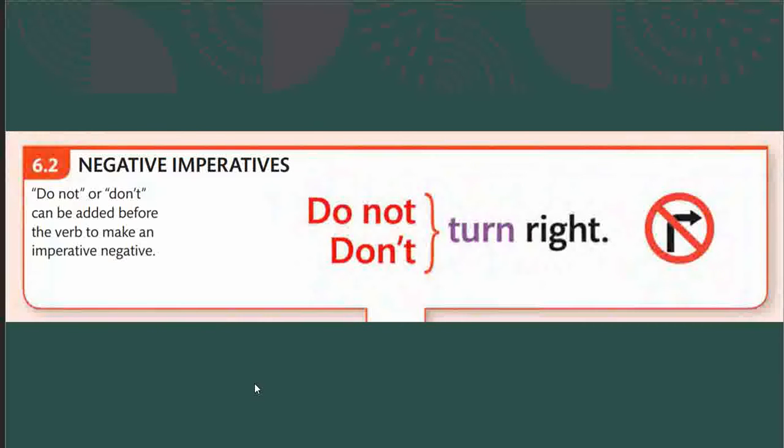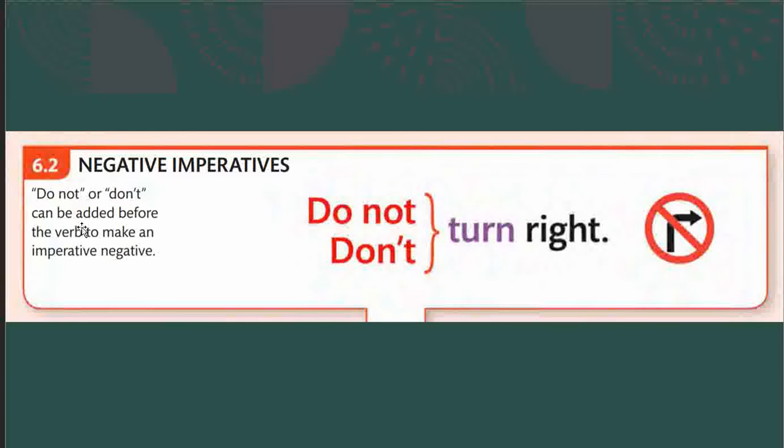Next, we have negative imperatives. That means how to form negatives. We have seen affirmatives. Now we are going to study negatives. Do not or don't. The contracted form of do not is don't. How to form it? Do and not are placed together, and the o is replaced with an apostrophe. It is called don't.